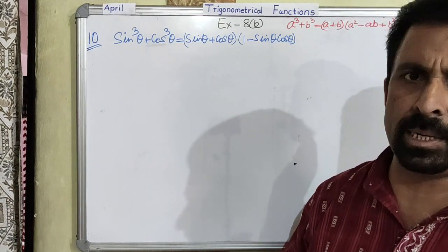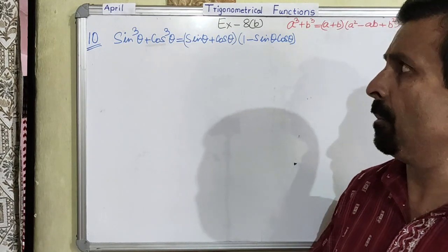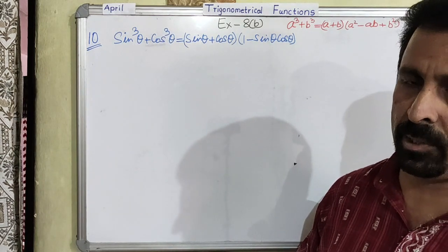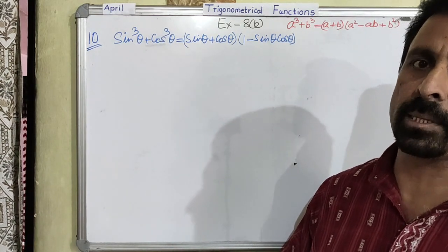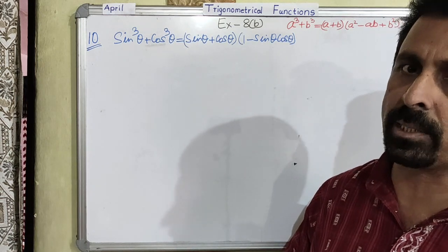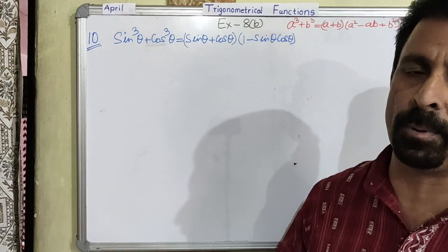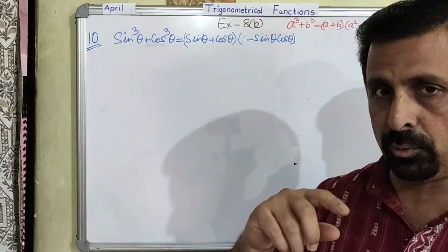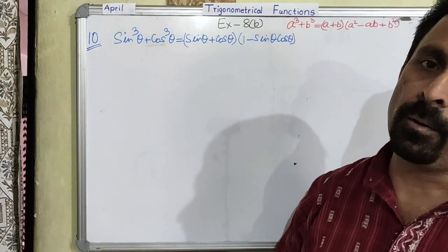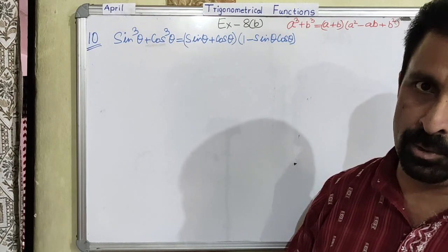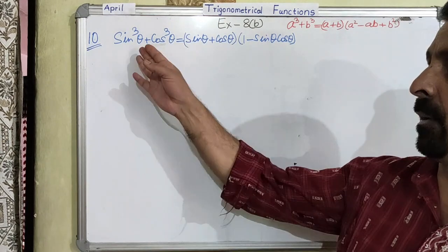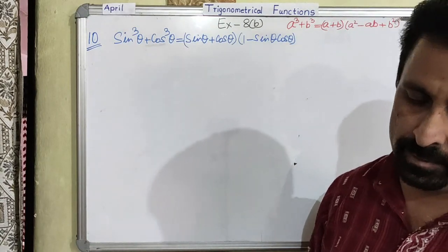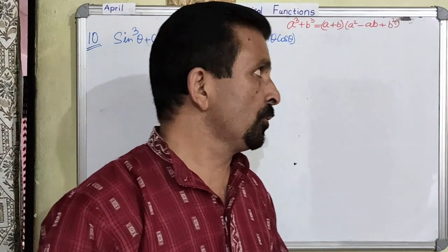Actually this question number 10 is a very simple question, but because of the cube I have taken this question, because students are not very much aware, or do not remember the formula of a cube plus b cube. That is why the intention of teaching you this question is to remind you the formula of a cube plus b cube. If we just know the formula, then this question is nothing. It's too simple. So let me introduce you first of all the formula.